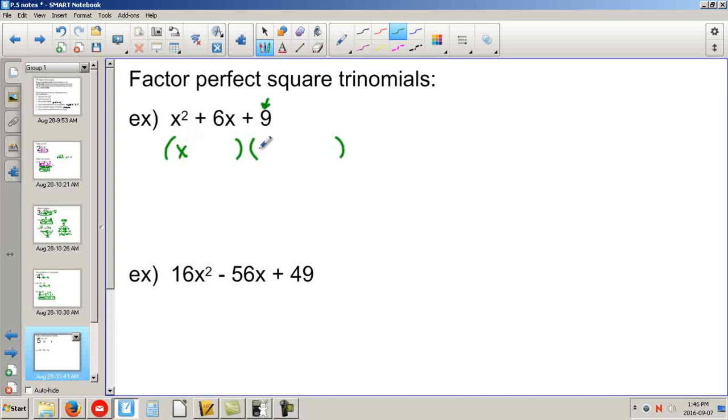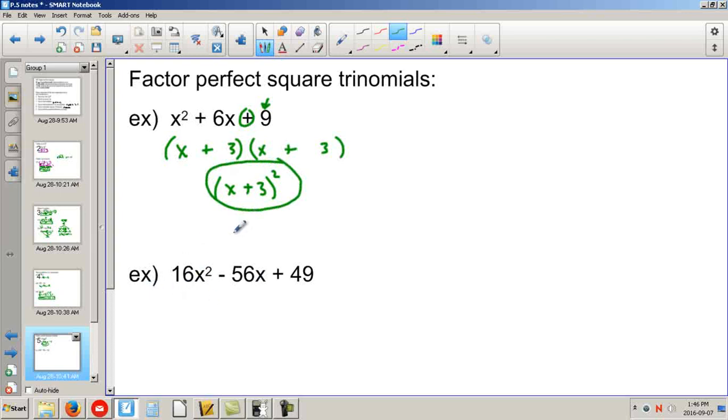So this is going to be x and x, 3 and 3. Now this tells me the signs are going to match, and in order to get a positive 6, it better be plus and plus. Oftentimes, because of the duplication of these, we'll write it as x plus 3 quantity squared. Either one is acceptable. This is definitely preferred. And you need to be able to recognize it when you see it.